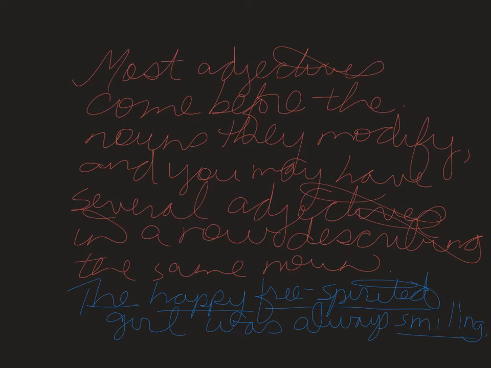Most adjectives come before the nouns they modify, and you may have several adjectives in a row describing the same noun. Here's an example. The happy, free-spirited girl was always smiling. Okay, the, happy, and free-spirited are all three adjectives back to back that describe girl, which is your subject. And then if you notice, was here is a linking verb, so you do also have a predicate adjective at the end of the sentence here that was links back to girl. Smiling describes girl. Okay. Next slide.